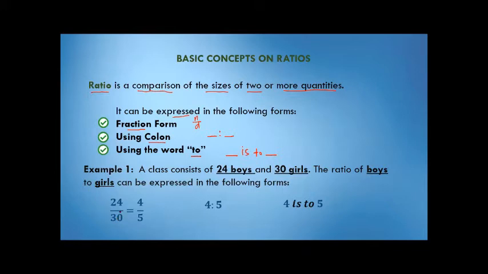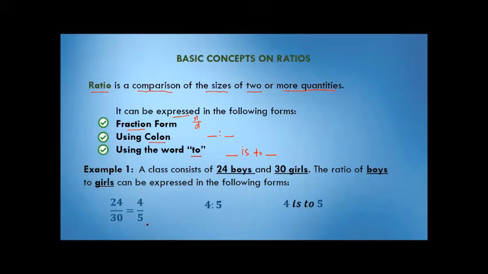Now, alam natin pag ang fraction pwedeng i-lowest term, ilo-lowest term natin. So ang lowest term niyan is they are both divisible by 6. 24 divided by 6 is 4. Then 30 divided by 6 is 5. Now, eto na yung pinaka-ratio niya in lowest term.